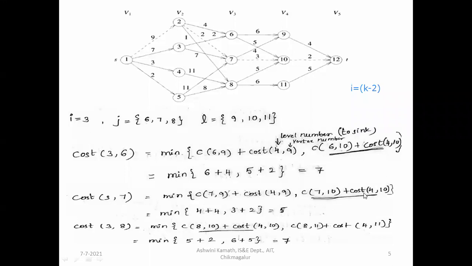Then cost of 3, 8, it is similar to the previous one, from vertex 8. 8 to 10 is connected, 8 to 11 is connected. So cost of 8 to 10 plus 10 to 12, that is 2. Cost of 8 to 11, that is 6. From 11 to 12, that is 5. Okay, so 5 plus 2, 7. 6 plus 5, which is equal to 11. So minimum cost is 7. That is considered. And from which vertex I am getting minimum cost, I have marked that also. Okay, I hope you understood.